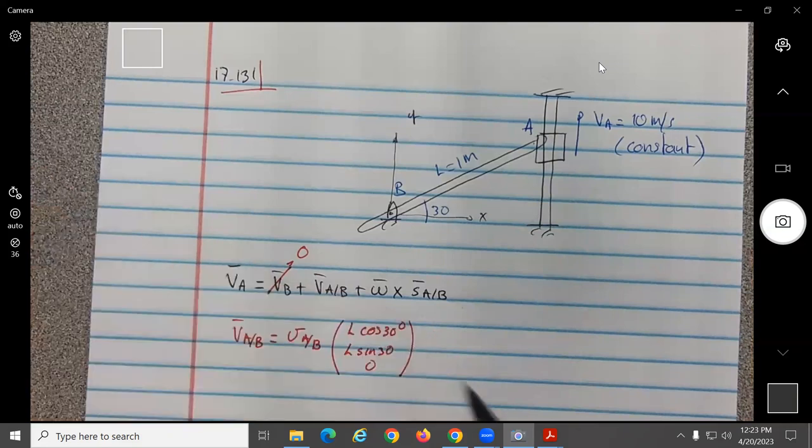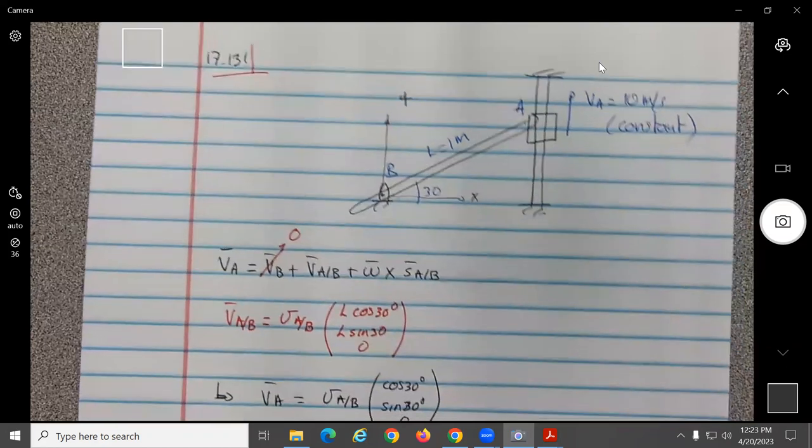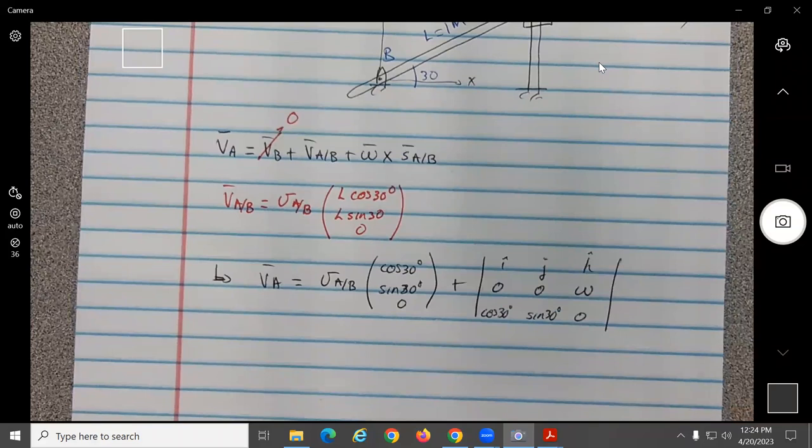All right, so basically this is going to give you that VA is equal to the relative velocity, so the magnitude, which will be the unknown, times cos 30, which is square root of 3 divided by 2, sine 30, which is 1/2, 0, plus i j k, 0 0 omega, which you don't know. And what is the position of A with respect to B? Cosine 30, sine 30.